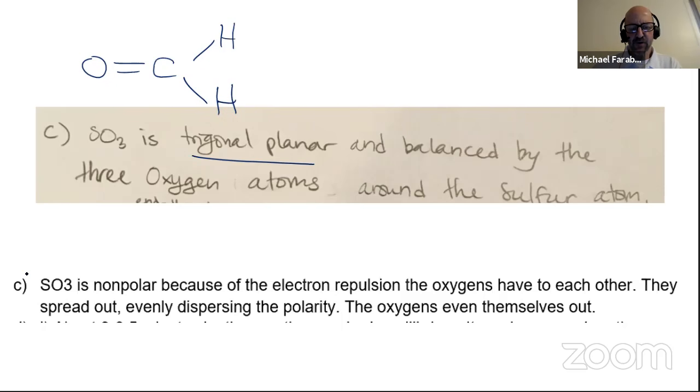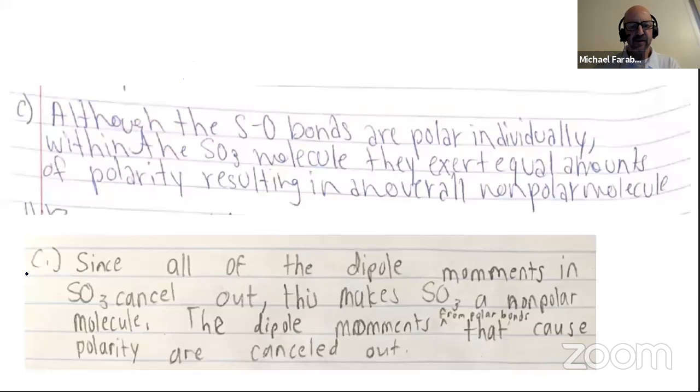SO3 is nonpolar because of the electron repulsion the oxygens have to each other. They spread out evenly, dispersing the polarity. They never actually said trigonal planar. Again, the oxygens even themselves out. So again, be careful with your language here.